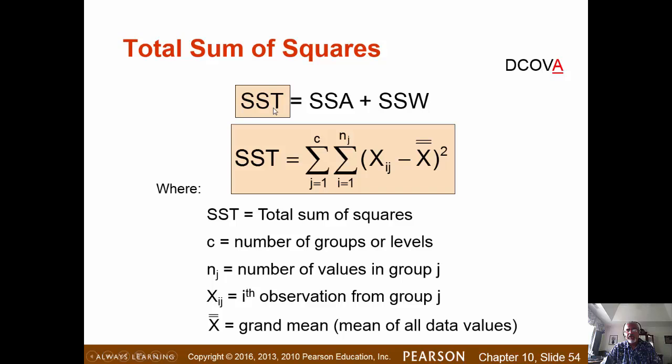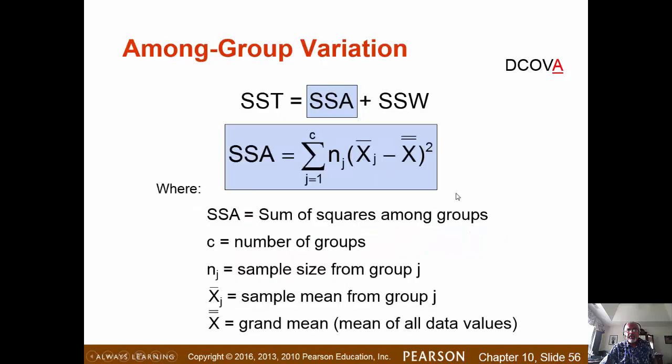Okay, so this is the formula for SST. Here X double bar is the overall average of all the samples. And then SSA is where you take the individual sample means, subtract the overall sample mean, square it, and multiply by the sample size. So this is the formula for the among-the-group variability portion.